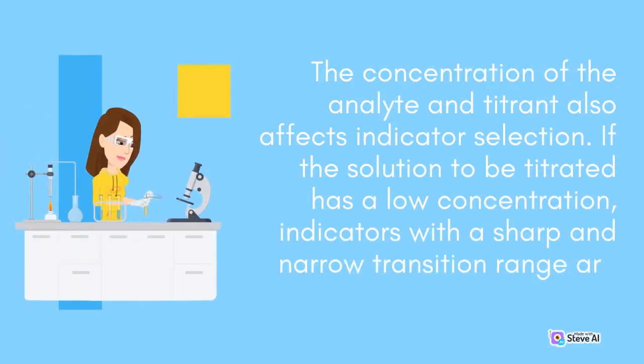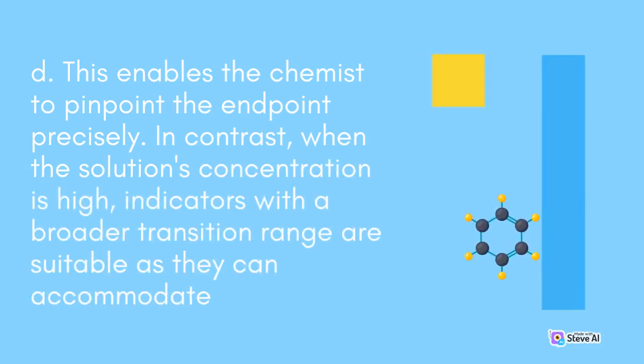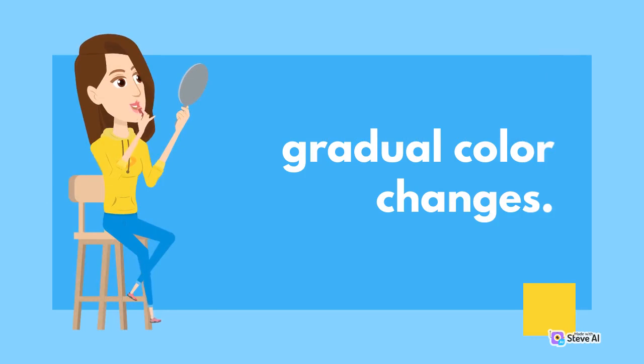The concentration of the analyte and titrant also affects indicator selection. If the solution to be titrated has a low concentration, indicators with a sharp and narrow transition range are preferred. This enables the chemist to pinpoint the endpoint precisely. In contrast, when the solution's concentration is high, indicators with a broader transition range are suitable as they can accommodate gradual color changes.